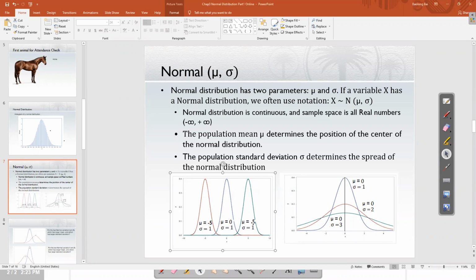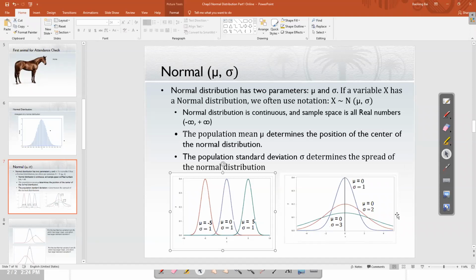And what is mu determining? When mu increases from -5 to 0 to 5, what happened? The height is staying the same, right? The height has nothing to do with the population mean. That's probability. So the center changes, right? Mu is the center of the density curve. When you get a higher value, the center will shift to the right, right? The right is the bigger number. So mu is determining the location of the center of the density curves.